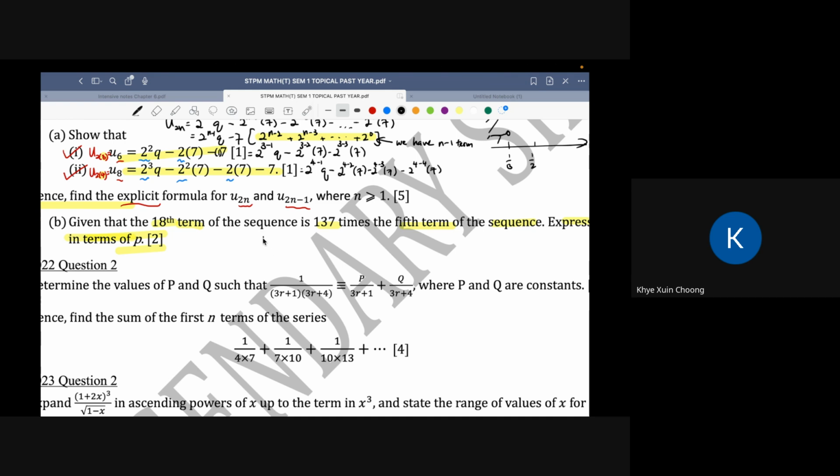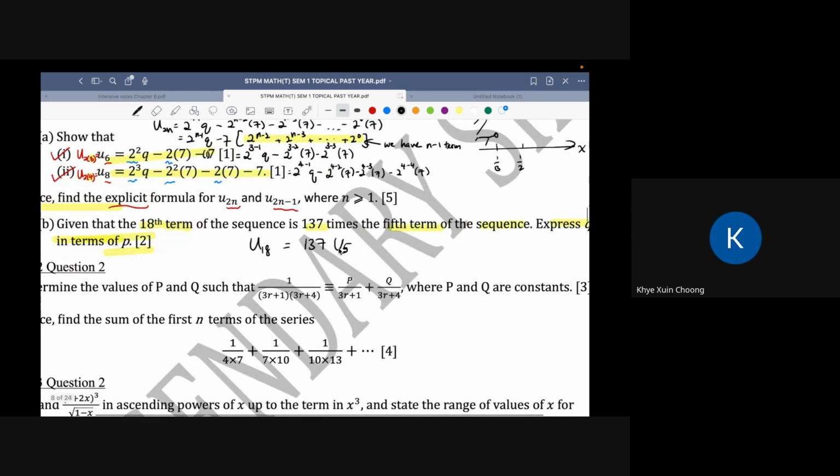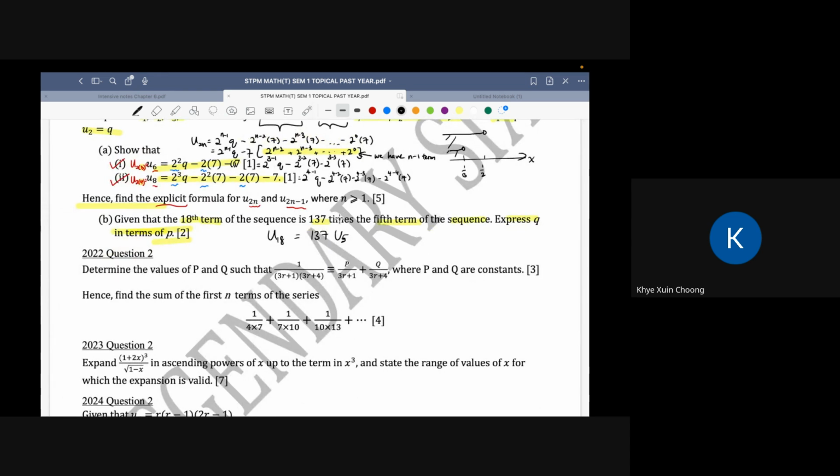So the 18th term is equal to 137 times the 5th term. If you have the formula of u5 and the formula of u18, since you already found the u2n term and u2n minus 1 term, you should be able to write out both equations, right? Then you just solve for, you want to express q in terms of p. You just solve for q in terms of p, and you can get your answer. You should get your answer if you managed to find the previous things already.